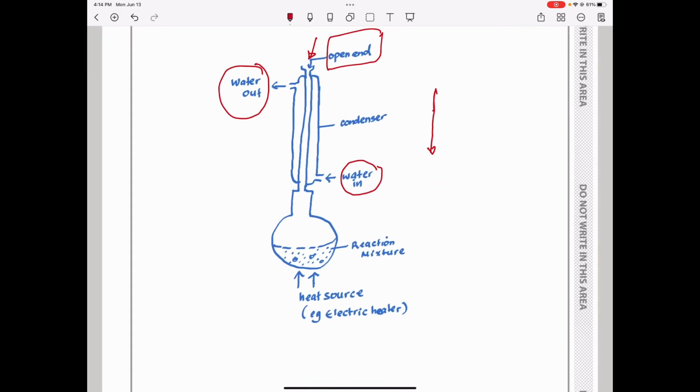And again, here you can see sometimes you put anti-bumping granules. It's okay. The reaction mixture has to be down here. And please remember, you can use a special lab boiling flask, or you can use a pear-shaped flask, but you cannot use a conical flask or other apparatus that are not used for heating. Here I put a heating source, for example an electric heater, because most of the time you're trying to heat things that are easily flammable, so an electric heater is going to be safer.